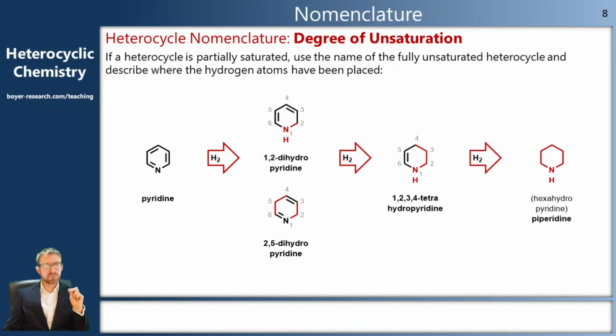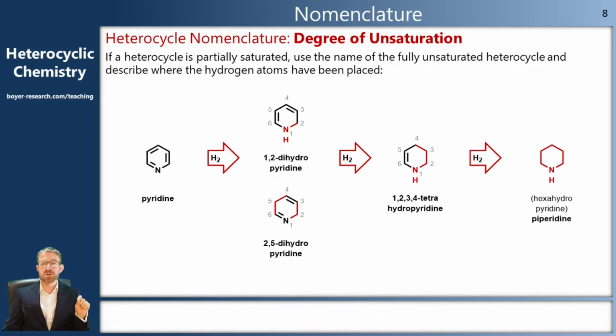So finally, we need to think about what happens when we have partial hydrogenation. Our system tells us how to name compounds like pyridine, which are fully aromatic, or like piperidine, which are fully saturated. So what happens in the middle? Well, here we just use the numbers to describe where the hydrogens have gone. So for example, if we take pyridine and we put 2 hydrogens on, there are 2 ways we can do that. We can put the hydrogens at the 1,2 position or the 2,5 position.